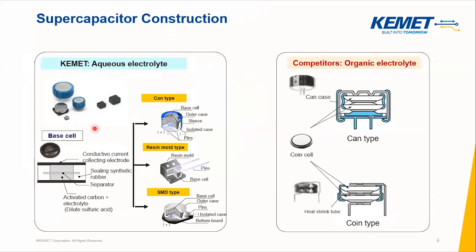So we have different supercapacitor constructions. Maybe we can categorize the 2 major and more popular types as aqueous electrolyte and organic electrolyte. KEMET has the aqueous electrolyte structures for the supercapacitors, and some competitors use the organic electrolyte type. There are different insulation materials, as you can see inside. We also have different types of shapes and mounting: can type, resin mold, or SMD types are available.